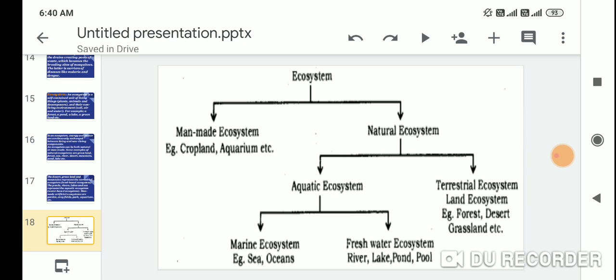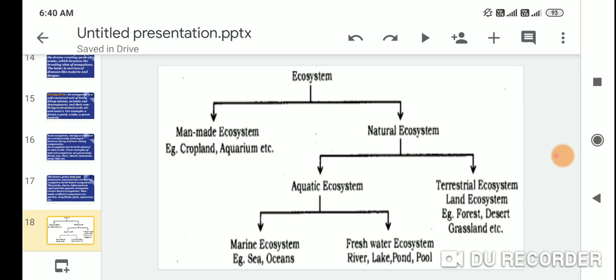So the ecosystem is divided into two main parts: man-made ecosystem and natural ecosystem. The first one is man-made and the second one is natural. Man-made is cropland, aquarium, etc. And the natural ecosystem is divided into two major parts: aquatic ecosystem and terrestrial ecosystem.